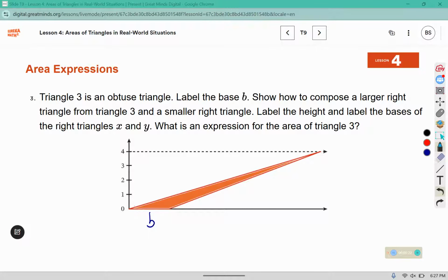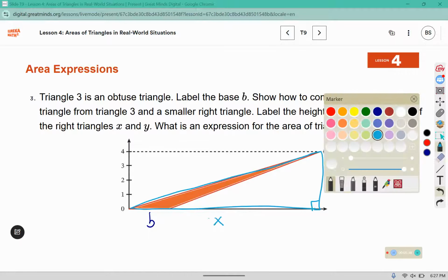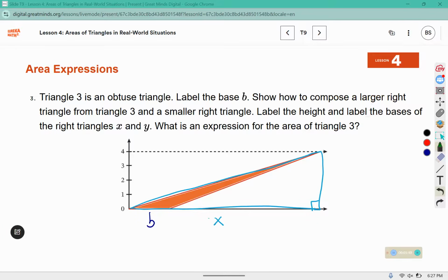For a larger triangle, we could come all the way out here, and that base could be labeled with X. For the smaller one, we could sketch in a smaller right triangle here with a base that is Y.